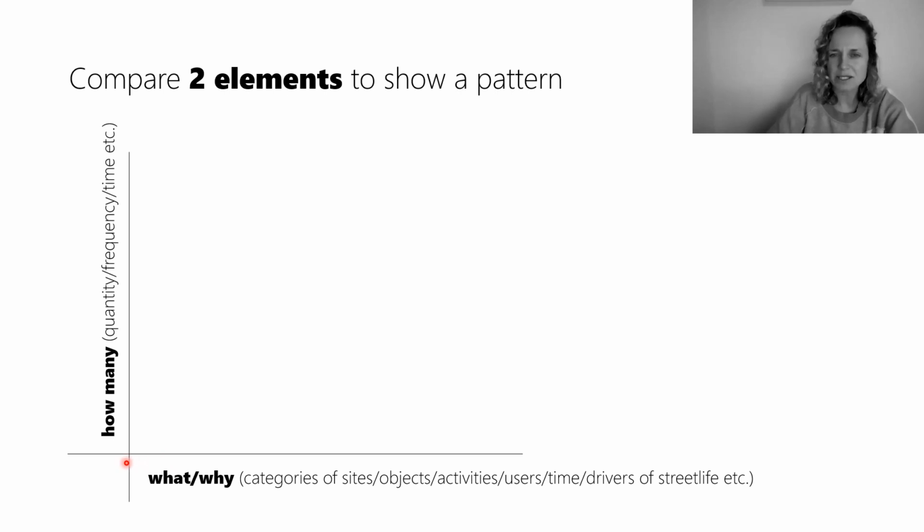And often it's simple to start by saying your x-axis is going to be what or why. So the what might be typologies of sites. I have a retail store, I have an institution, I have a school. It could be objects. I'm looking at a council planned bench, or a user-driven seat. I'm looking at sitting on a ledge. It could be activities: sitting, walking, standing, talking, eating, etc. It could be different demographics of users. It could be different times. It could be drivers of street modifications if you go for why.